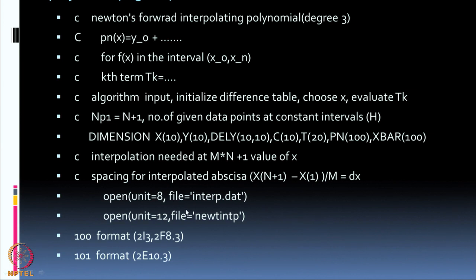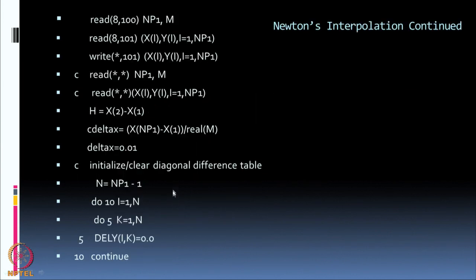So, my next things are the read statements. What do I have to read? I have to read NP1, that is number of points plus 1. If n was 3, our number of points was 4. NP1 is n plus 1 and m is the number of points at which I want the interpolated polynomial.